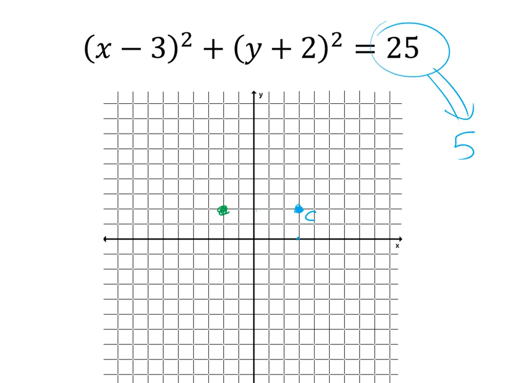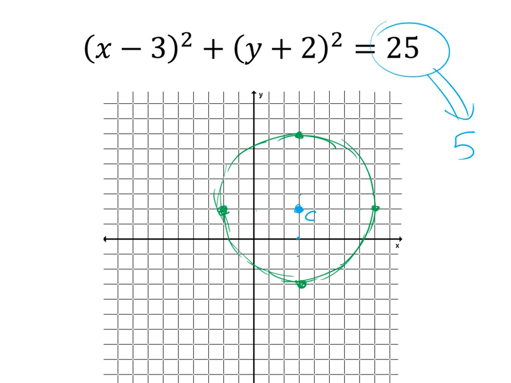5 forwards, 1, 2, 3, 4, 5. 5 up north, 1, 2, 3, 4, 5, and 5 south, 1, 2, 3, 4, 5. And now once we have that, we want to put arcs in it so that we can get our nice circle going. And so that would be our circle.